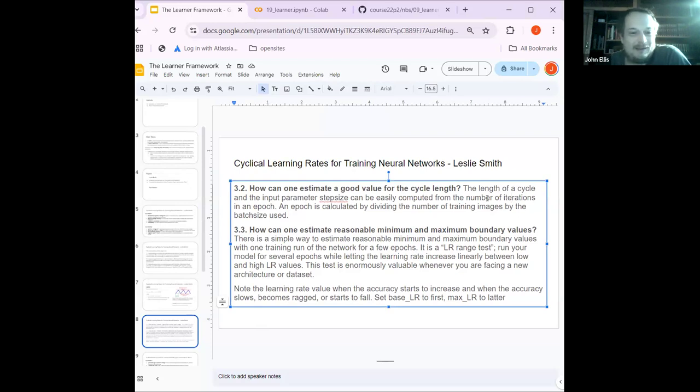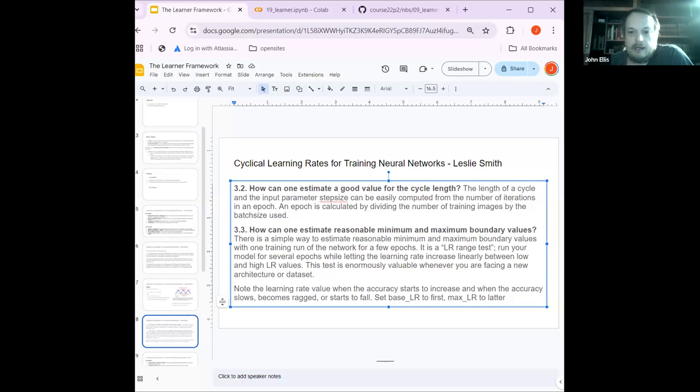But yeah, this is divided by the number of training images by the batch size. So we're starting to see the importance of a few different terms here: batch size, epoch, and the input parameters, which is what she focuses on in the second paper.